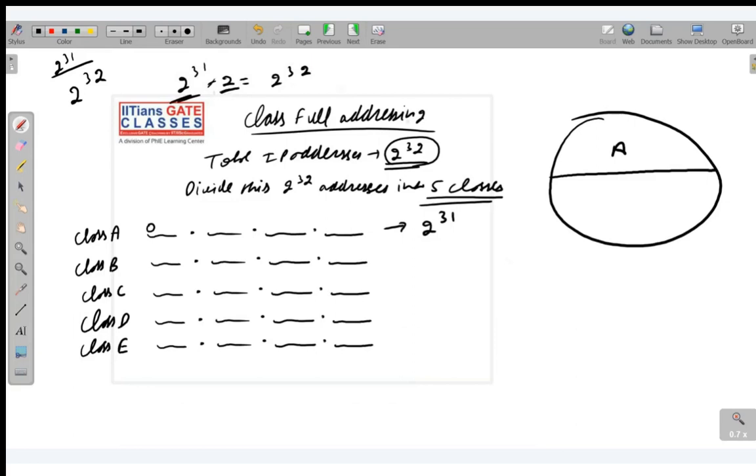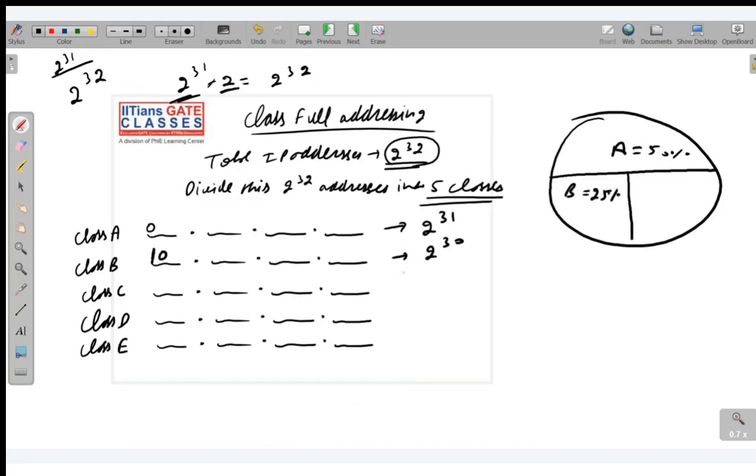Any problem here? No, understood. Okay, so class A is half, 50%. 50% of IP addresses are given to class A. Next is class B. For class B, the first 2 bits are reserved, 1 0. So how many IP addresses will be there? Only 30 bits can move, that is 2 power 30. What is the relation of 2 power 30 and 2 power 32? 1 by 4. So class B is 1 by 4, that is 25%.